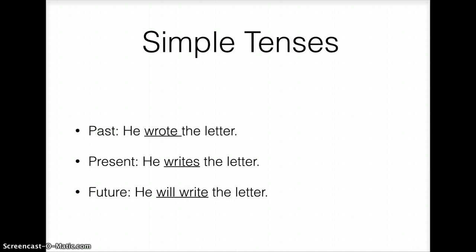Okay, let's start with simple tenses. Hopefully you're all really familiar with simple tenses. Here's an example in past, present, and future tense. Past tense, he wrote the letter. It's already happened. Present tense, he writes the letter. It's currently happening. Future tense, he will write the letter. Keep in mind that with future tense you have will there.